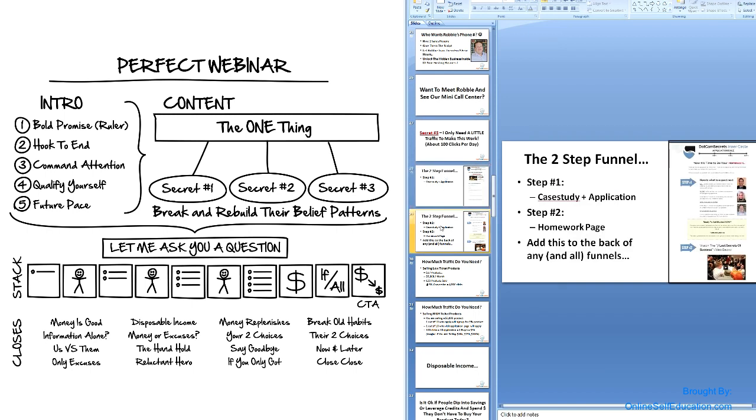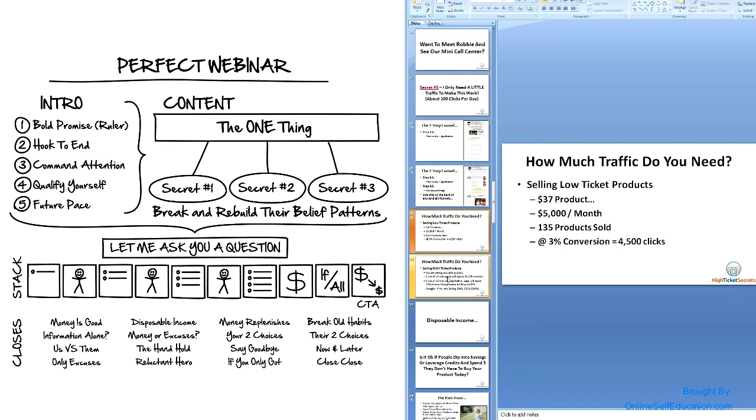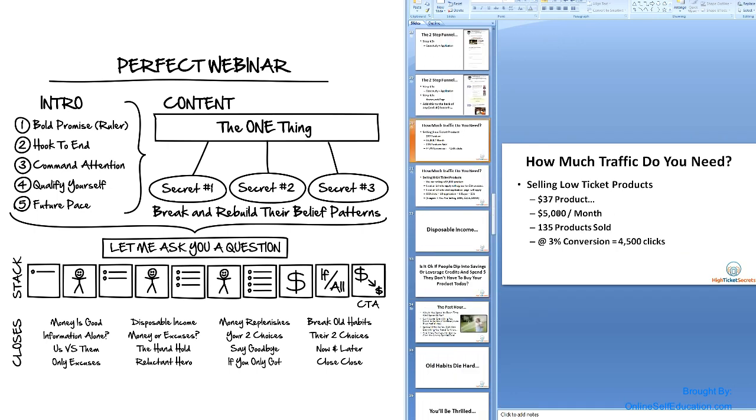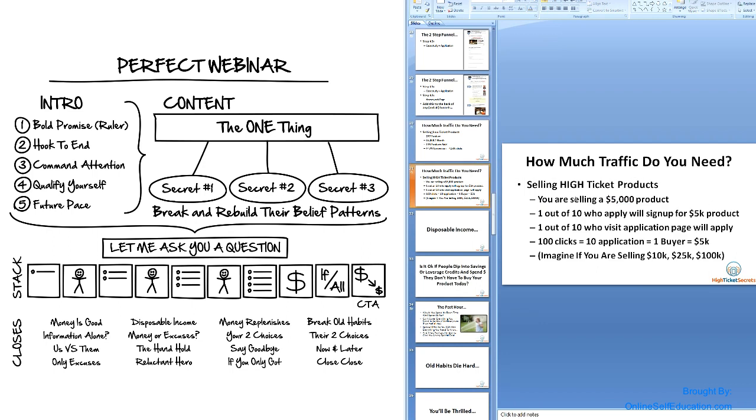Boom! I take them to a case study page, then a homework page. That's how it works. Now, if I sell low-ticket products, this is how I'd be: I send 4,500 clicks to make my $5,000 a month. Plus, I got to spend money on those clicks, so I end up making almost nothing. Or selling high-ticket things, check this out.